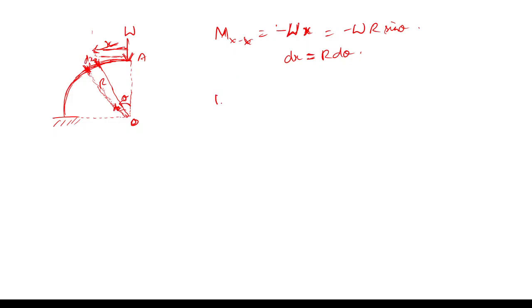See, sir, this r theta is in a curved position, right? See, for example, the x distance is from the right hand side. Whereas this dx is the length of this small elemental ring.